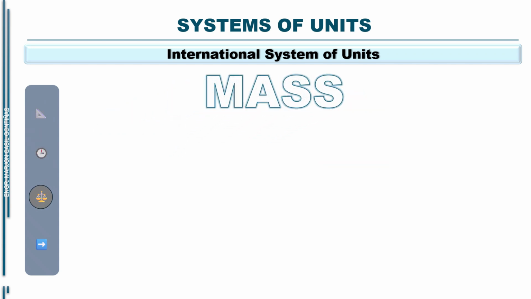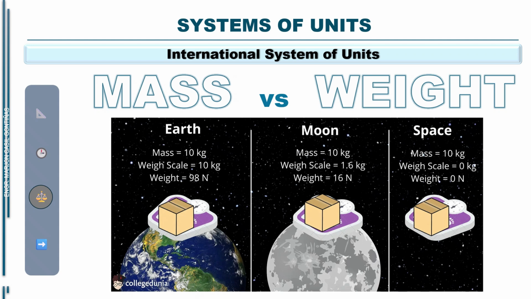Second, mass. Now don't confuse mass with weight. They're not the same. Mass is the amount of matter in an object, basically how much stuff it contains. We usually measure mass in kilograms in engineering and science. Here's the key. A 10 kilogram object will still have 10 kilograms of mass, whether it's on Earth, the Moon, or floating in space. Why? Because mass doesn't change with location.